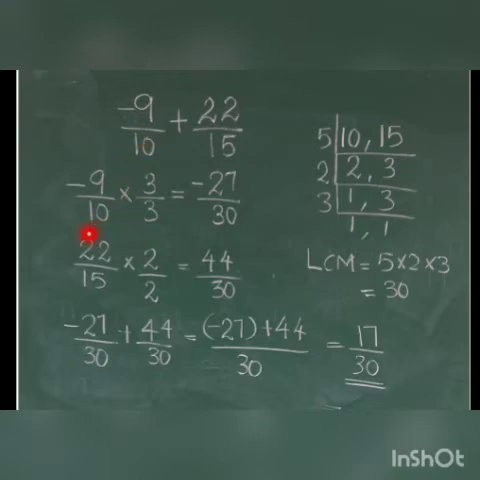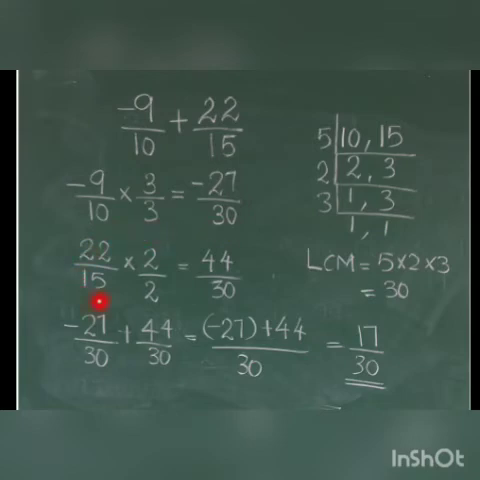Now, we are converting to like fractions. Negative 9 by 10 is the first fraction. In order to make 30, we are multiplying with 3. You got the LCM 30. That means you have to make the denominator 30. So, 10 into what is 30? 3. So both numerator and denominator you are multiplying with 3. Negative 9 into 3, negative 27, 10 into 3, 30.